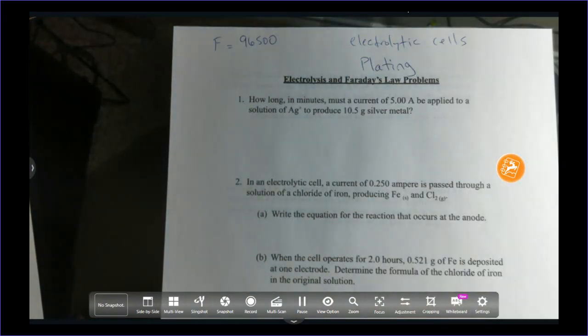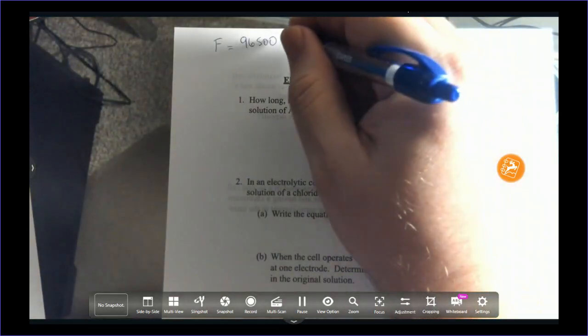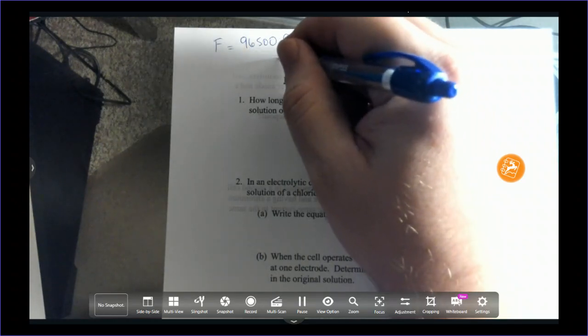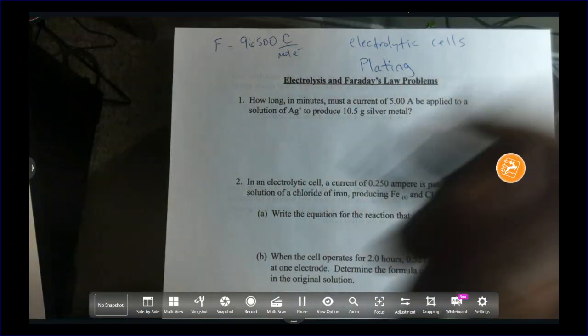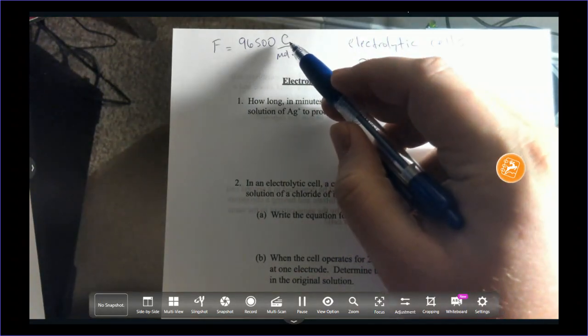96,500. We use slightly different units: we use joules per volt mole in the Nernst equation. For this stuff, we're going to use coulombs per mole of electrons. So that's still per mole. And this coulomb is just the SI unit of measurement for charge.